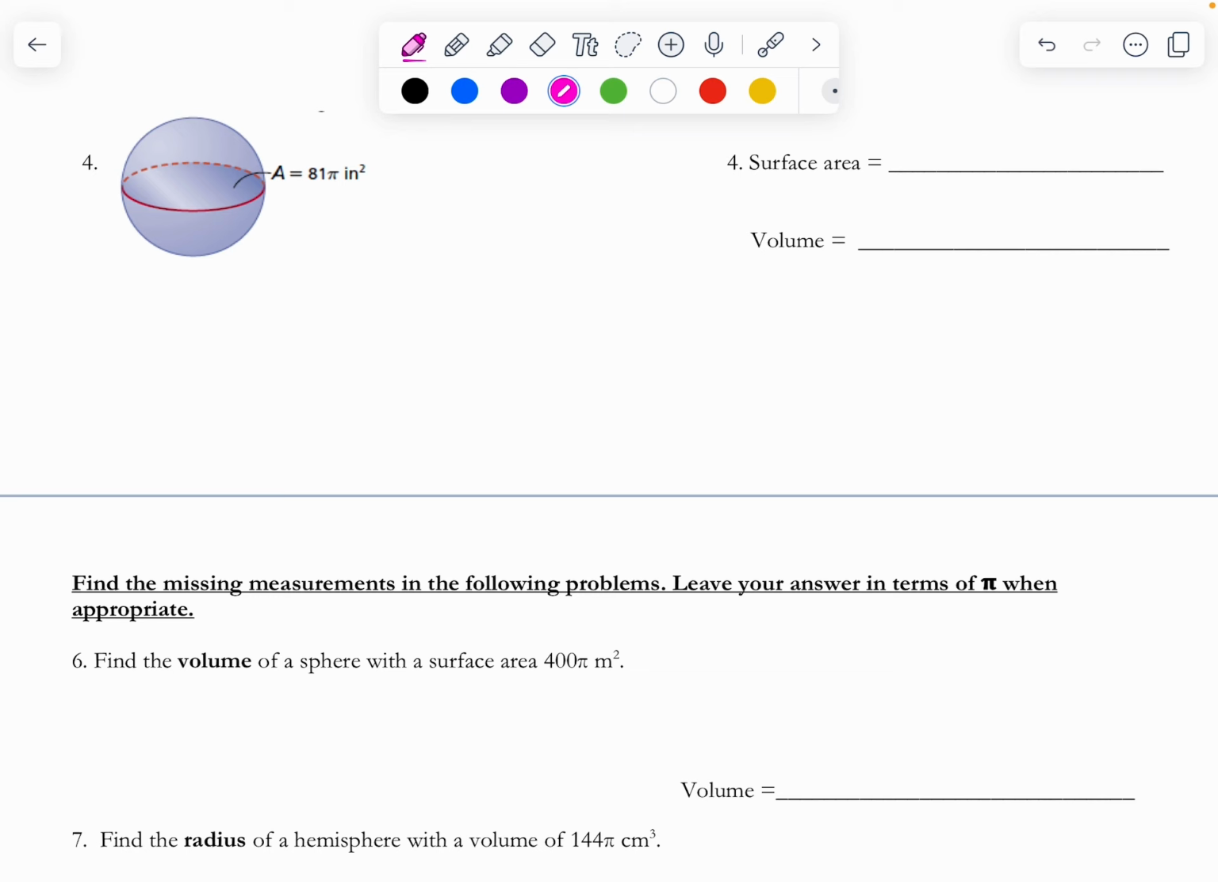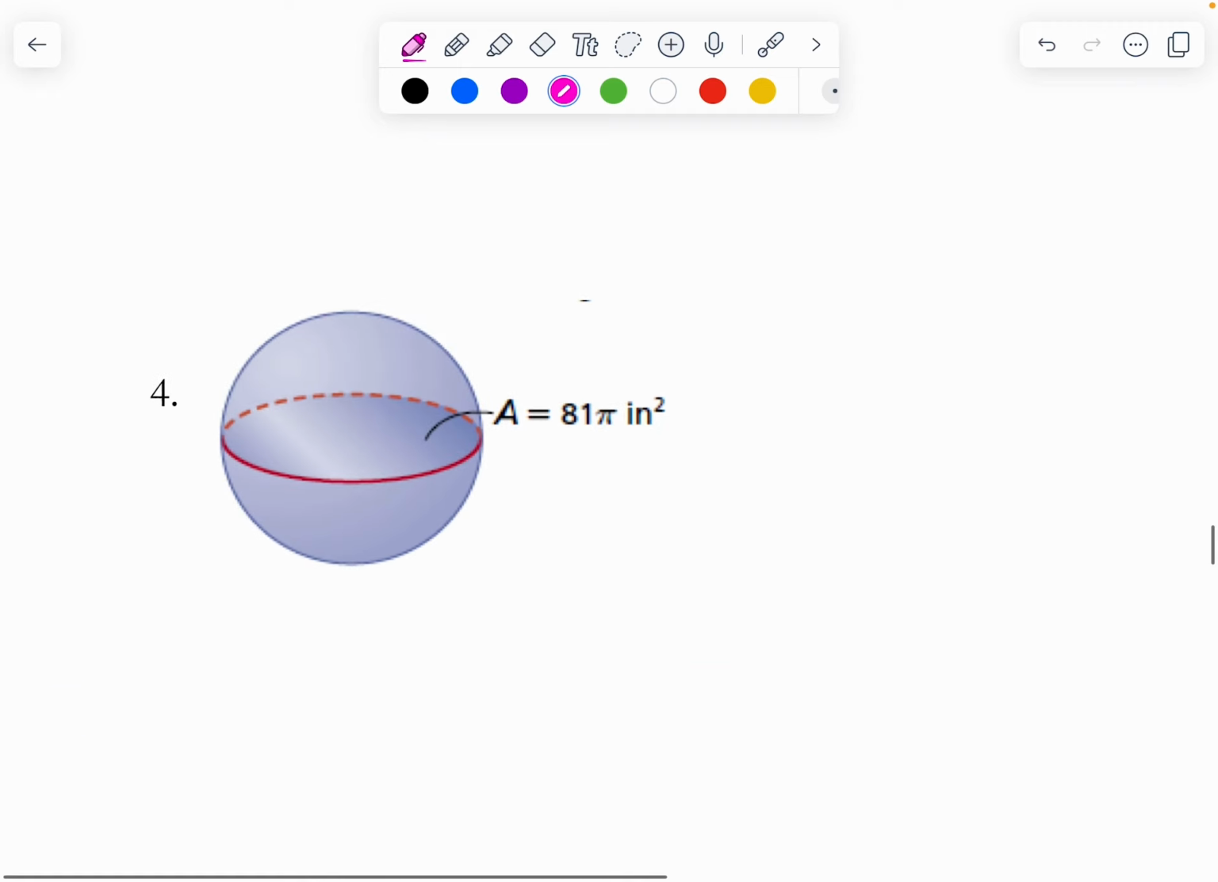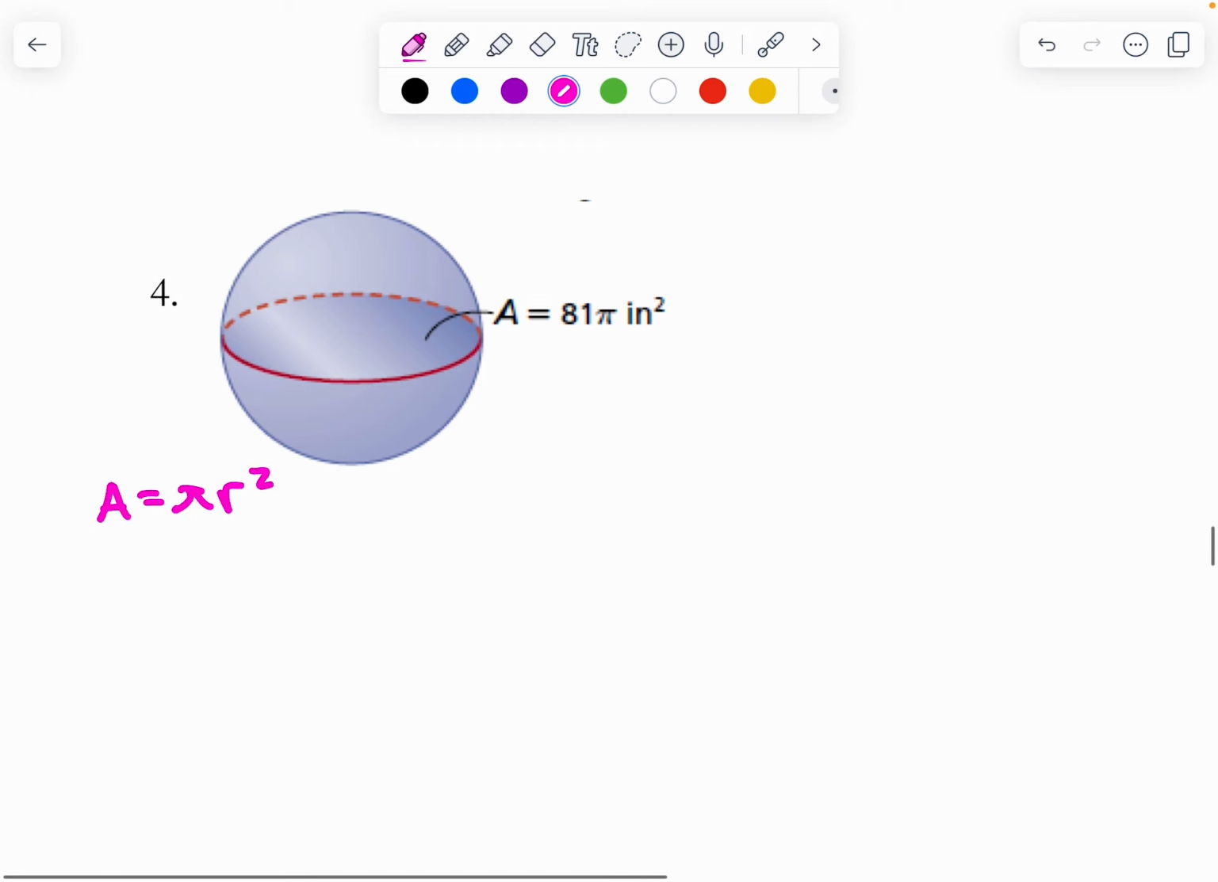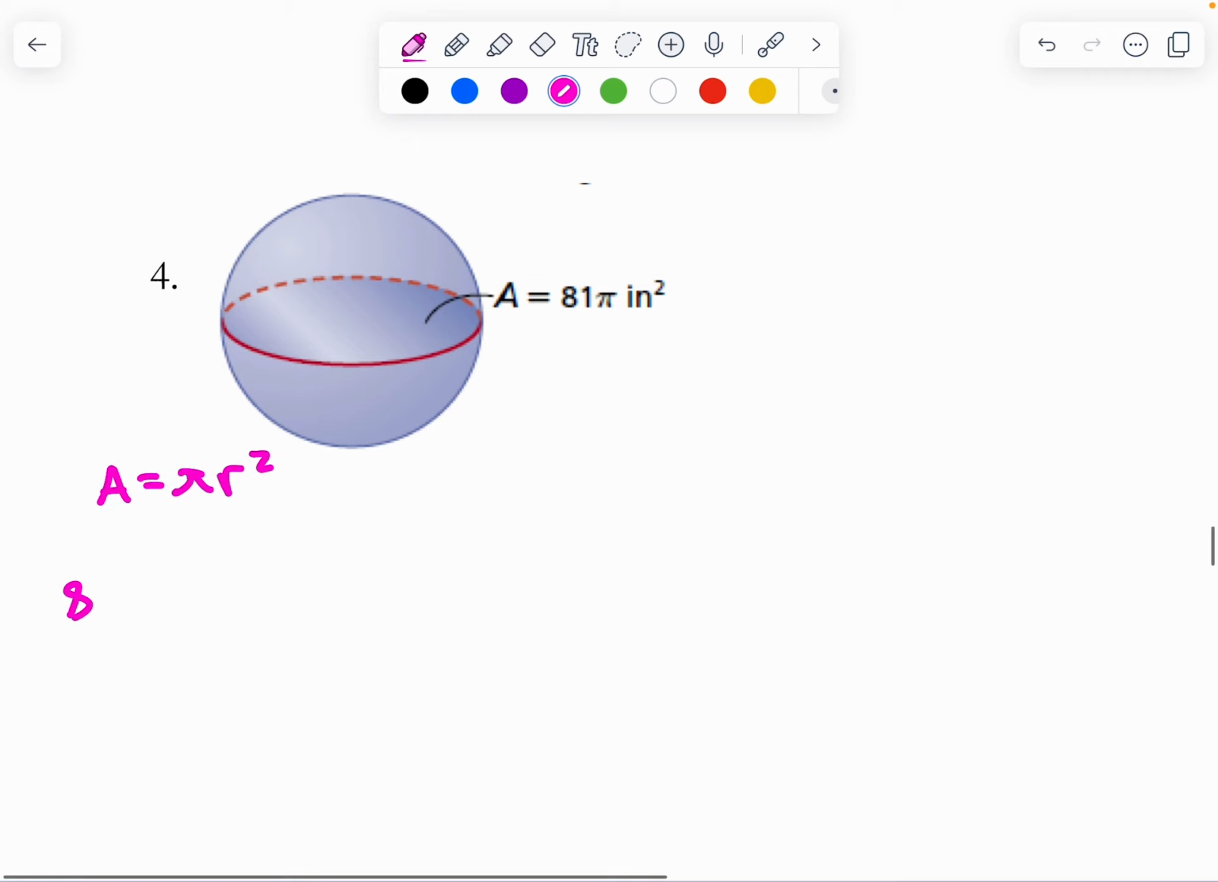diameter. What they give us is what appears to be the area, right? A is equal to 81 pi. Some students think that it's probably the circumference. I'm just going to assume that this A means that it's the area, right? So let's first use the area formula, pi r squared, because the area here is 81 pi.